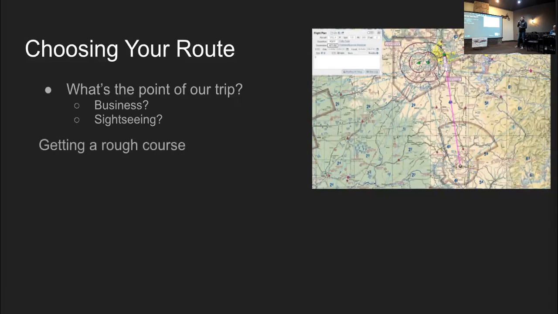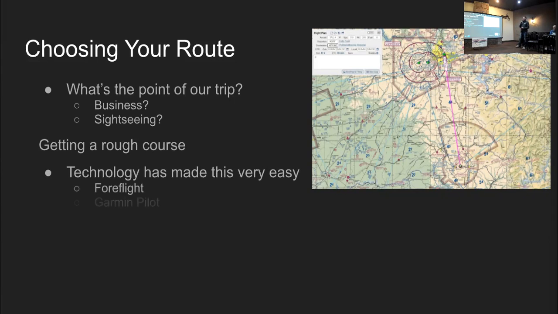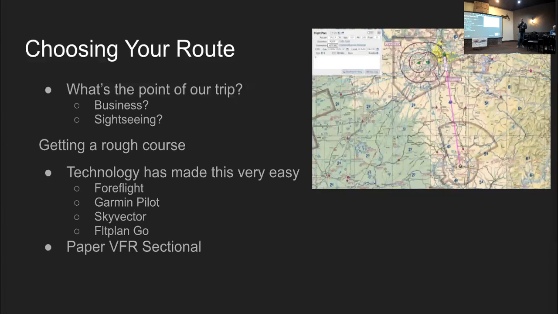But after that, the first step is usually getting a rough course, right? So how do we get a rough course? Technology has made this extremely easy. In today's day and age, planning a cross-country is, in my opinion, rather simple, and there's nothing wrong with that. A lot of people use ForeFlight, Garmin Pilot, SkyVector, and Flight Plan Go. And then there are also paper VFR sectionals that people still use. So lots of different resources.